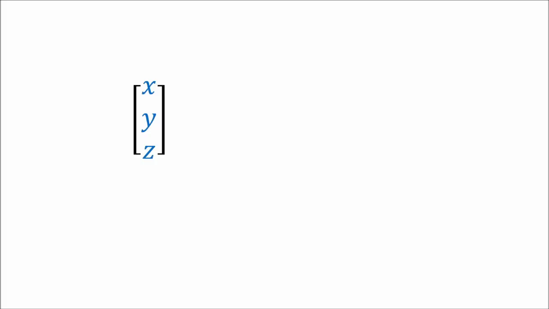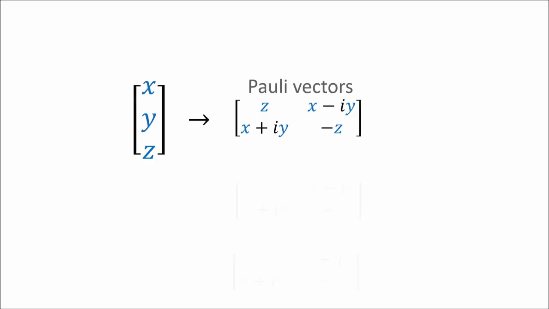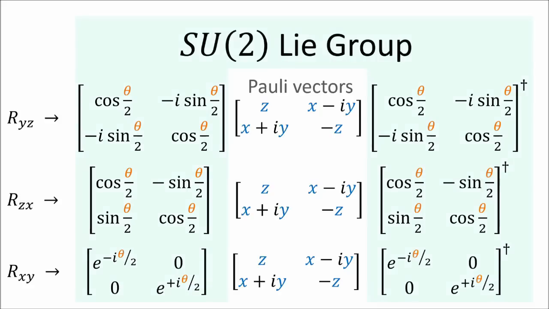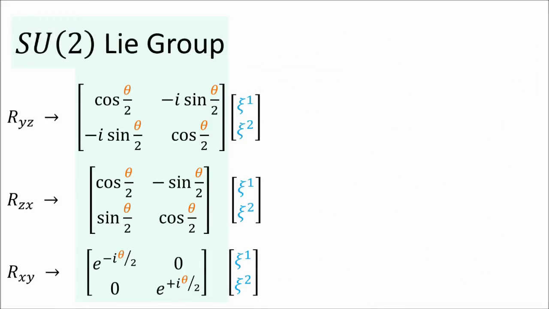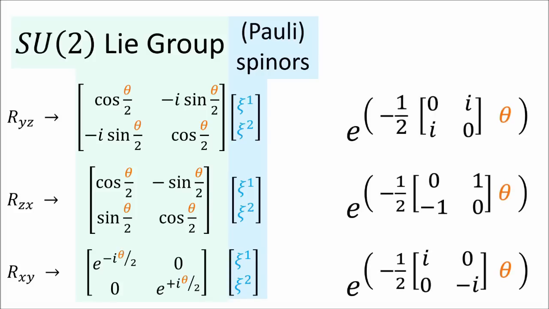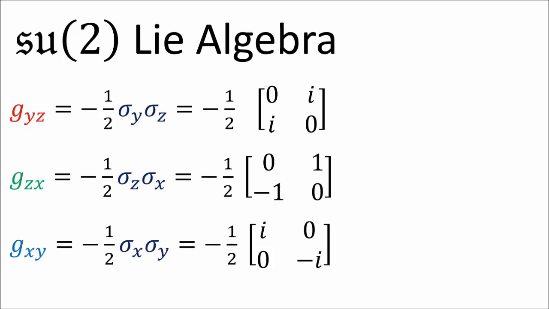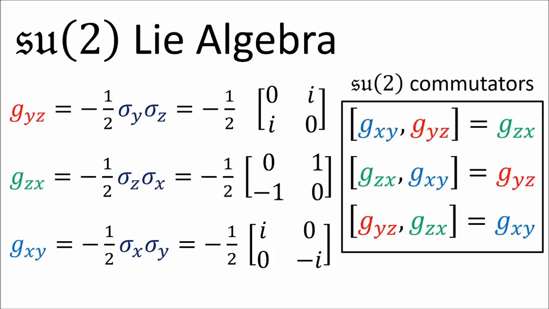An alternative way to do 3D rotations is to write the XYZ components as a 2x2 Pauli vector, and rotate them using a pair of SU2 matrices. An individual SU2 matrix will rotate a two-component object called a Pauli spinor, and SU2 Lie group matrices have their own 2x2 generators in the Lie algebra SU2. These generators are from the SU2 Lie algebra, and they obey the same commutation relations as SO3.